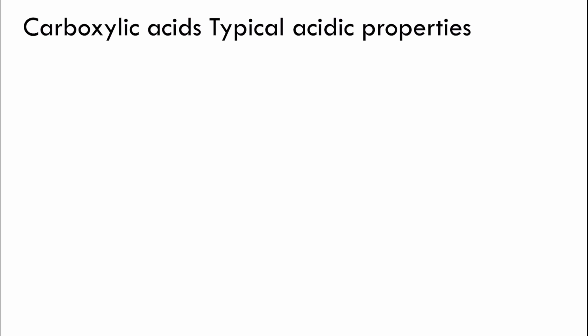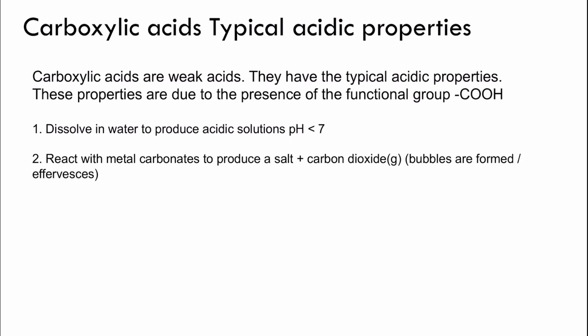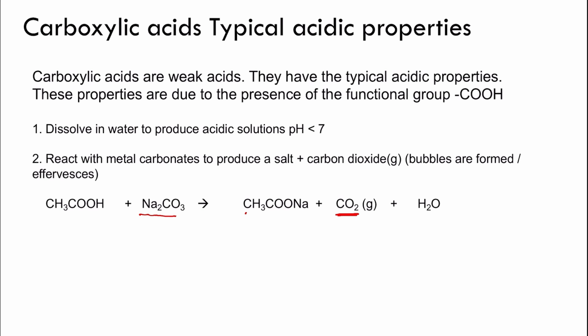Carboxylic acids are typical acids, so they are weak acids and they have the typical acidic properties. So they dissolve in water to produce an acidic solution of a pH less than 7. They react with metal carbonates to give you a salt and carbon dioxide. Carbon dioxide can be recognized as bubbles or effervescence. For example, ethanoic acid in presence of sodium carbonate will give you sodium ethanoate, carbon dioxide as a gas, and water.